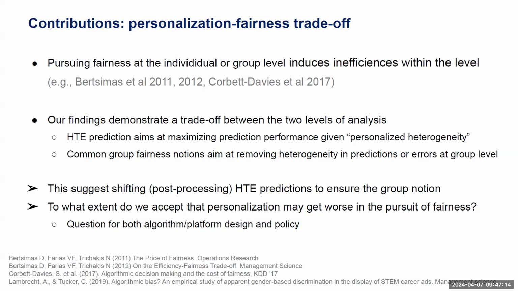And what this requires then is that even if your models are perfect, you must shift. To get unbiased at the group level, you must kind of bias your individual predictions. And then maybe an interesting question is, to what extent do we accept that maybe personalization gets worse in the pursuit of group level fairness, right? Kind of an interesting question to think about.